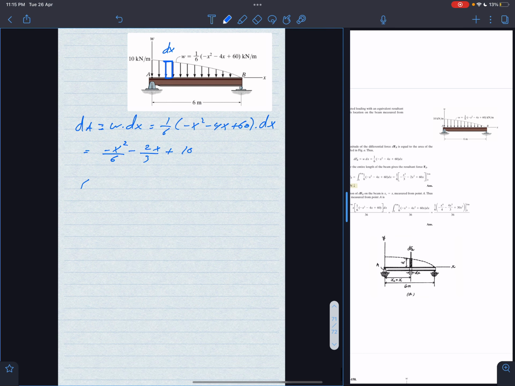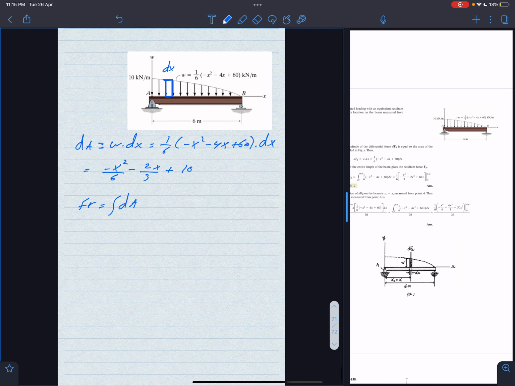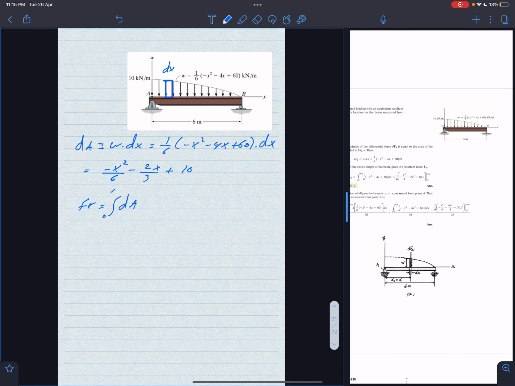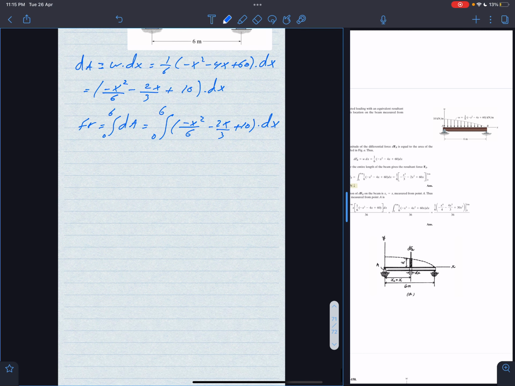Okay, FR is going to be the integral of delta area. Again, we start from 0 and we end at 6 meters. So integral from 0 to 6, and then we have all of this multiplied by delta x. So we have bracket minus x squared over 6 minus 2x over 3 plus 10, times delta x. I think we can start integrating now.